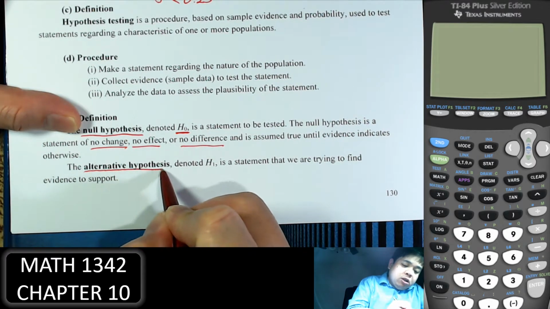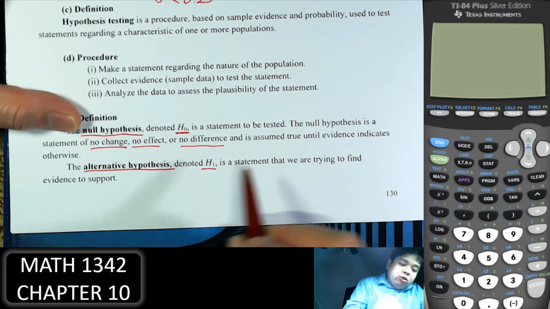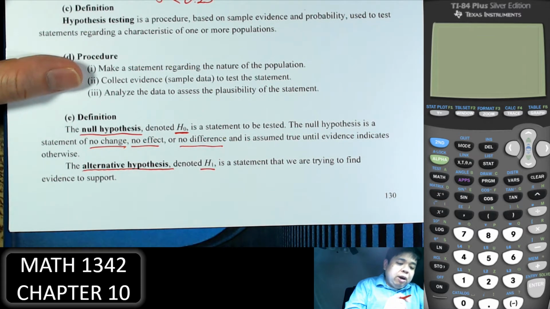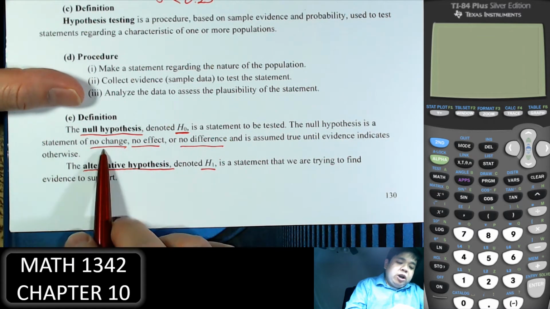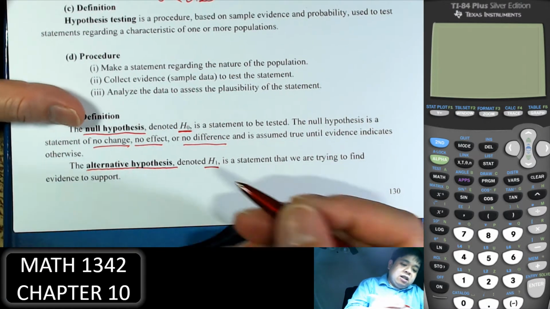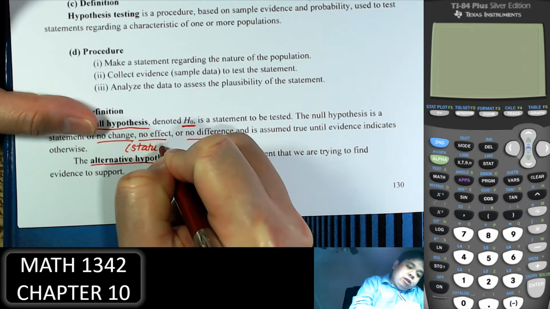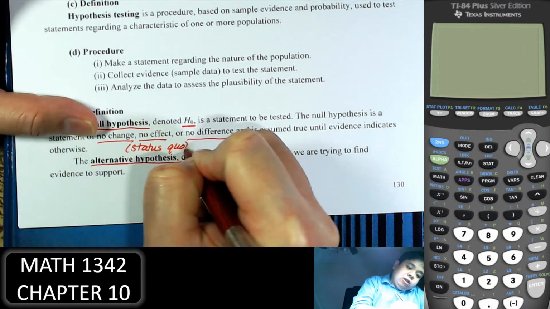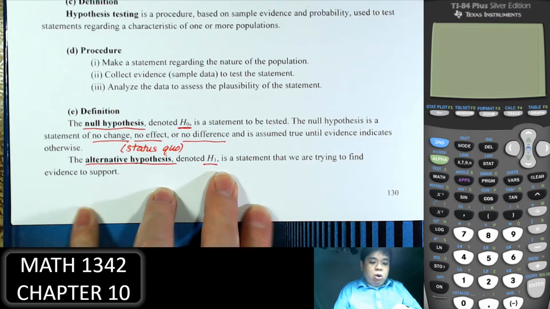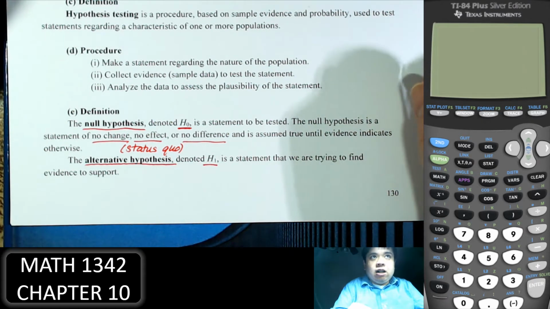The alternative hypothesis, H1, is the statement that we are trying to find evidence to support. So the null hypothesis is no change, no effect, no difference, and that we also consider to be the status quo. And the alternative hypothesis, denoted H1, is a statement that we are trying to find.